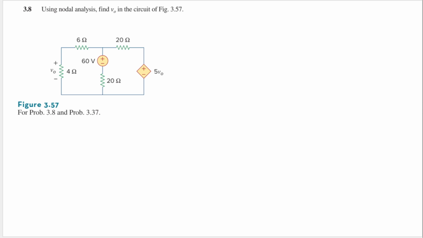So the question is: using nodal analysis, find V0 in the circuit of figure 3.57. This is the figure, and V0 is this voltage across this 4 ohm resistor.